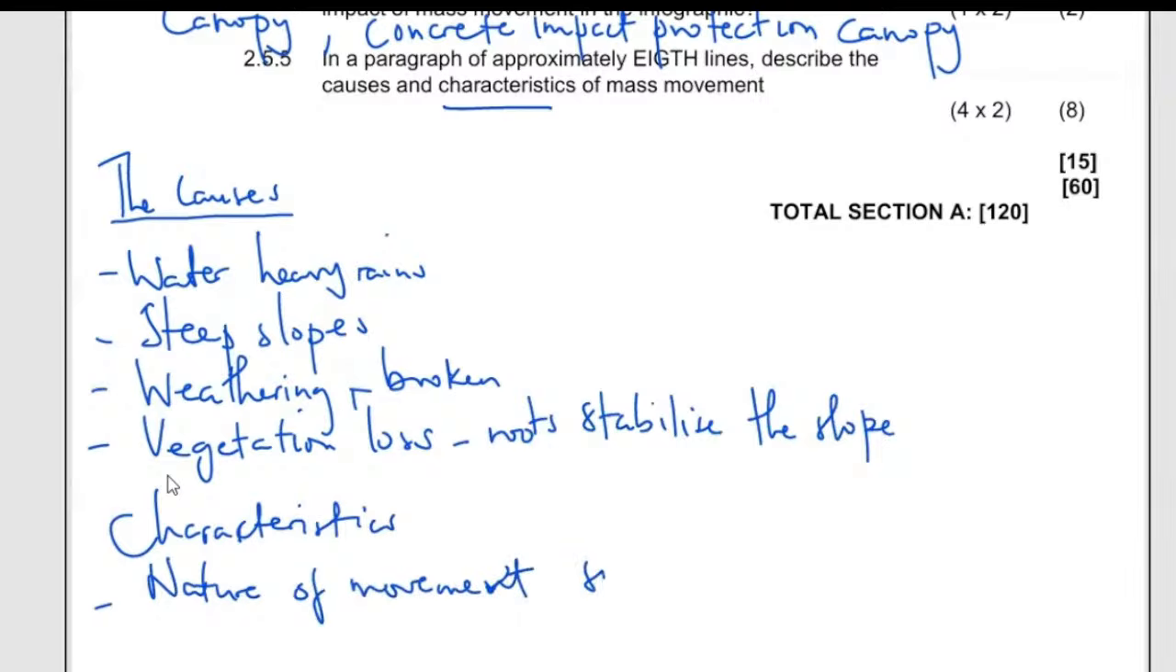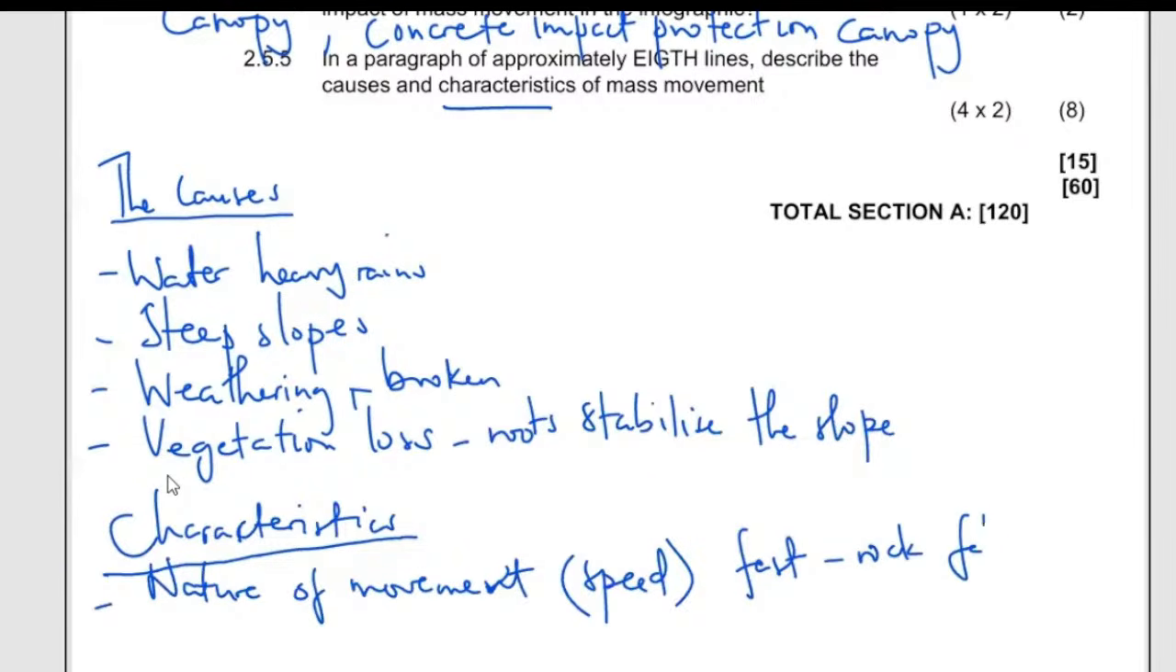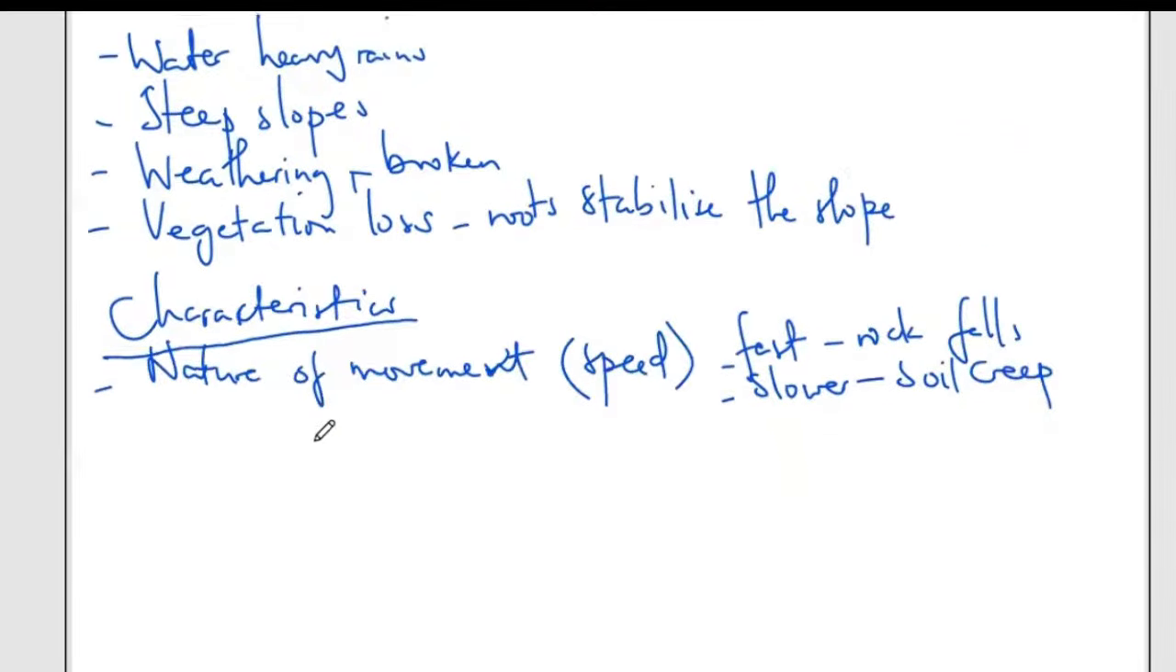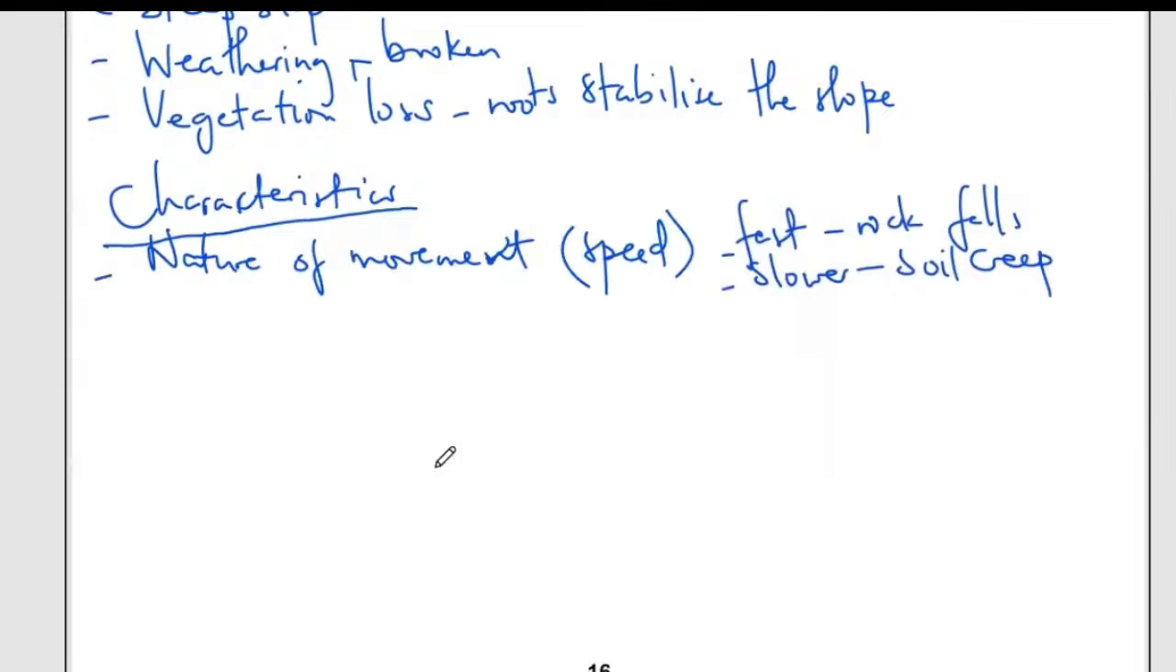Of the movement in terms of speed. Our mass movements tend to differ in terms of their nature of movement or in terms of speed. We have fast moving ones, like for example, rockfalls. They are fast. Then you also have slower mass movement processes. Like soil creep, which is a very slow movement. Or you compare rockfalls with mud flows. They are slightly different in terms of the nature.